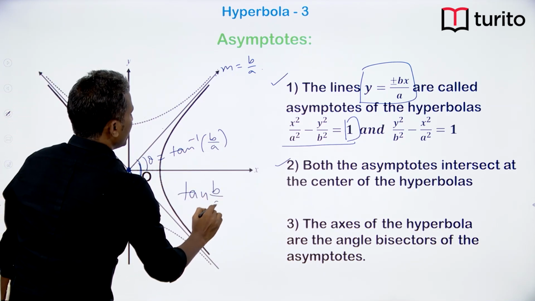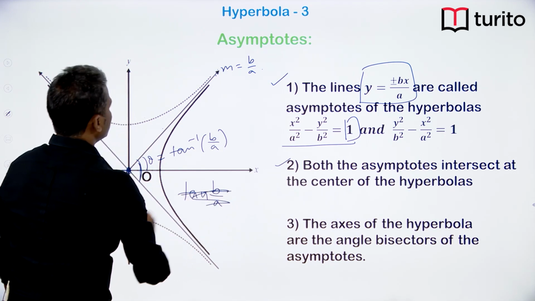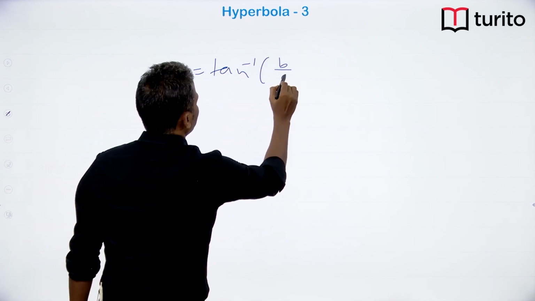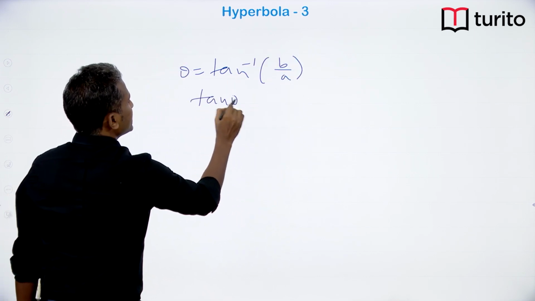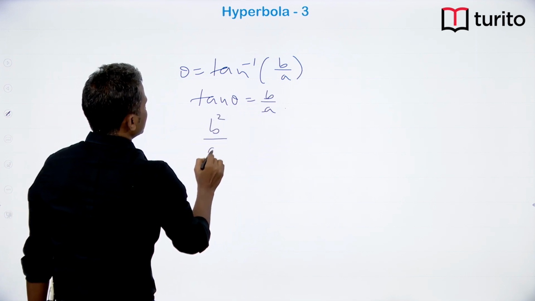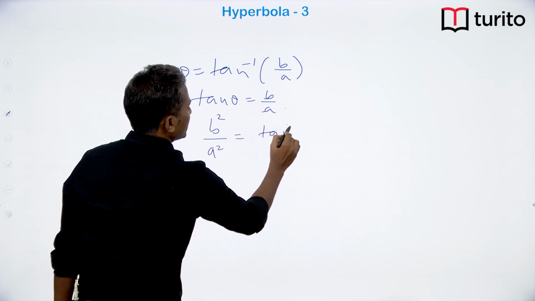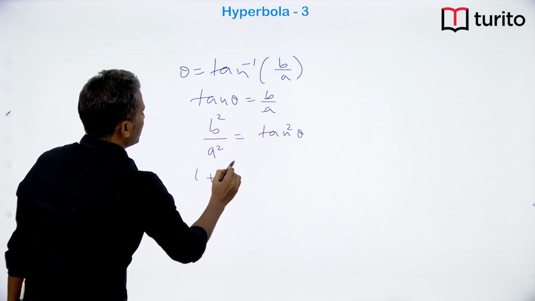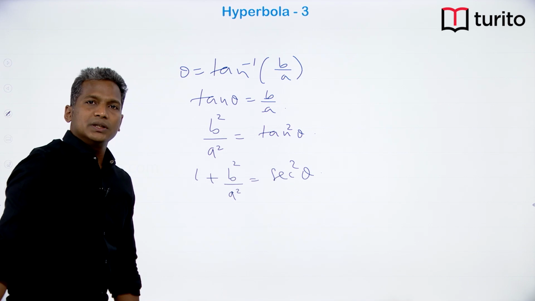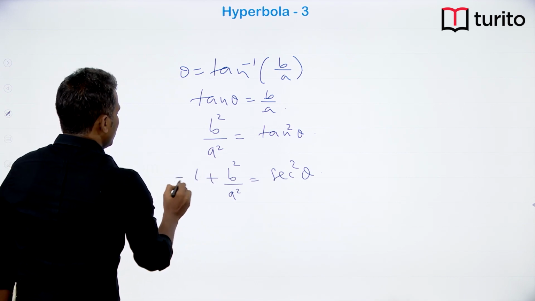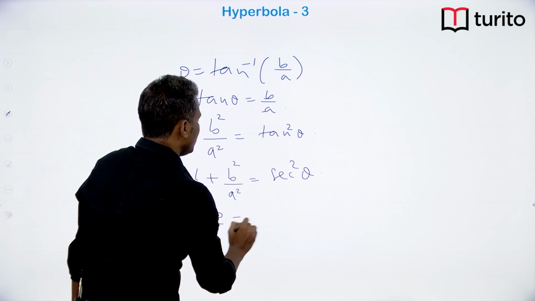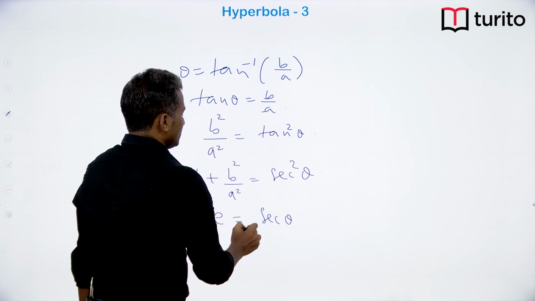We already know this. So, if we take theta to be tan inverse b by a, we get tan theta is equal to b by a. That means b square by a square is nothing but tan square theta. So, 1 plus b square by a square is going to be sec square theta. Since this is equal to e square, we get e equal to sec theta.